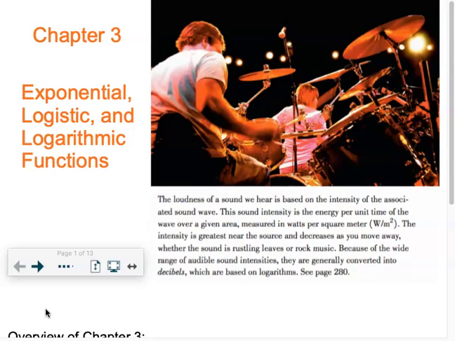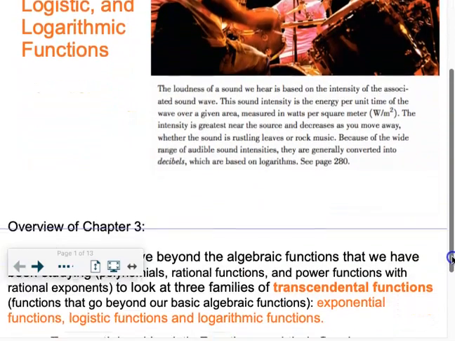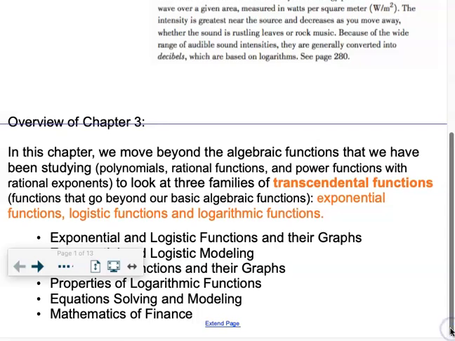Now, in the chapter, we go beyond basic algebraic functions that we've been studying: polynomials, rational functions, and power functions with rational exponents. And we look at 3 families that are called the transcendental functions. I've always loved that word, transcendental. They go beyond the basic algebraic functions. So we're going to look at exponential functions, logistic functions, and logarithmic functions. And those were 3 that were, again, part of our 12 basic functions.